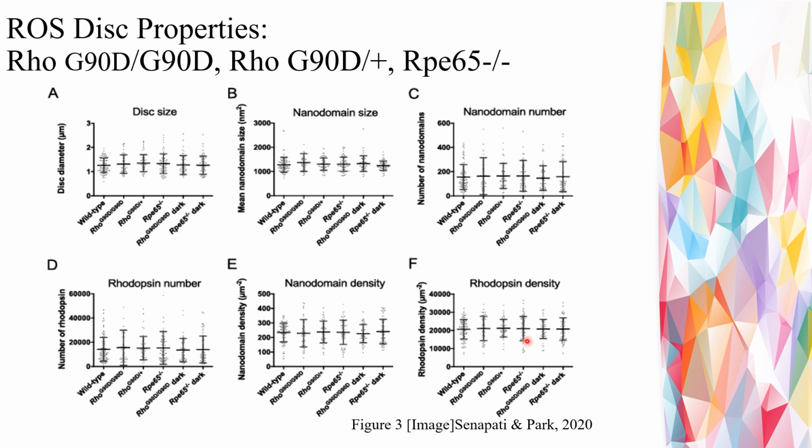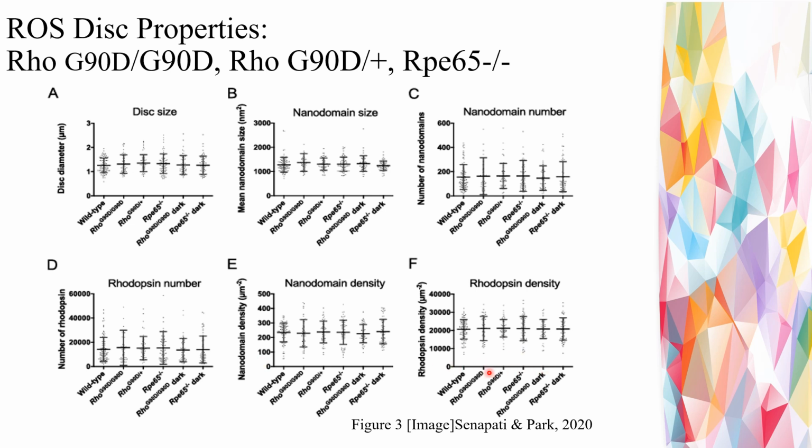To determine if changing the environmental lighting condition could promote adaptation in photoreceptor cells, the Rho G90D and RPE65 mice were housed in constant darkness, again for 10 days, similar to the mice housed under cyclic light conditions. There were no significant differences observed in ROS disc properties. Thus, the photoreceptor cells expressing either constitutively active G90D rhodopsin or lacking RPE65 are incapable of adapting to long-term environmental lighting challenges.